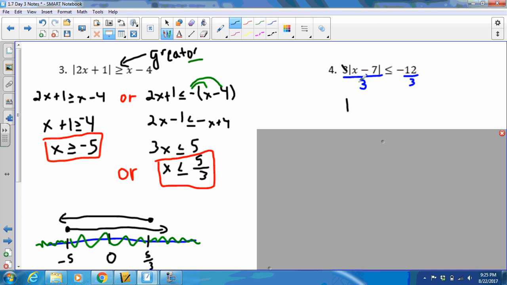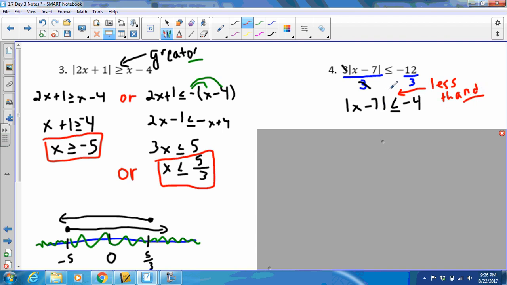So we know these 3's cancel out here, so we're left with absolute value of x minus 7. We keep the absolute value signs. Those don't go away yet because we have not written our 2 inequalities. Then we say is less than or equal to, and now we do -12 divided by 3, which gives us -4. So now this becomes our original inequality. And if we look here at our sign, this is our less than. So this becomes an and problem.